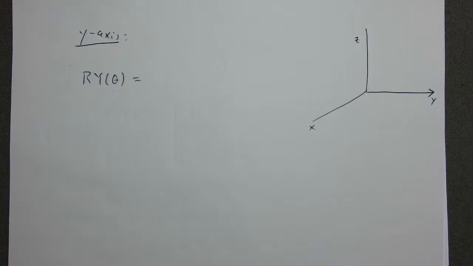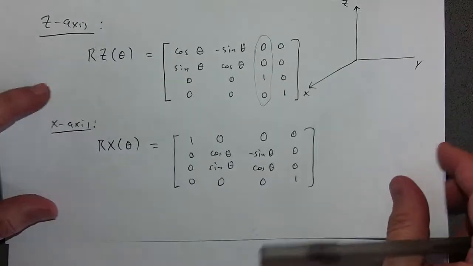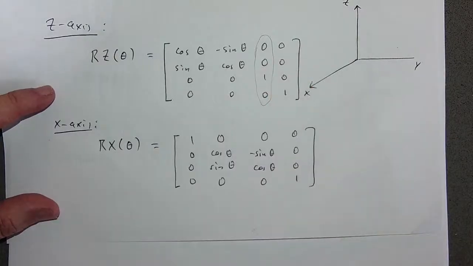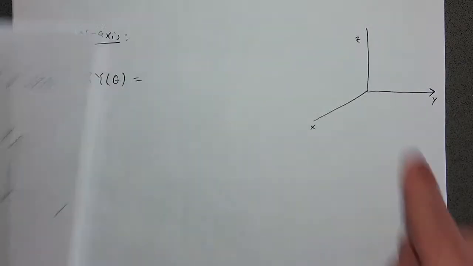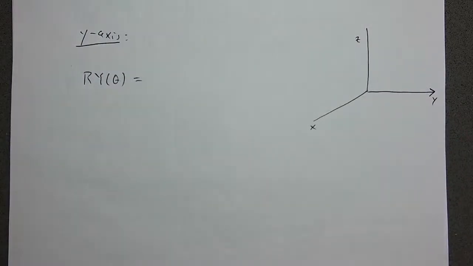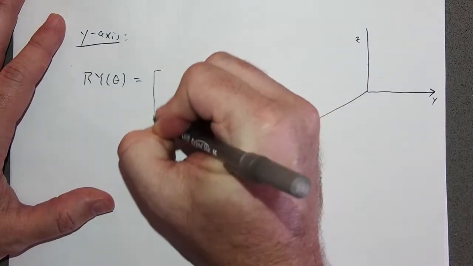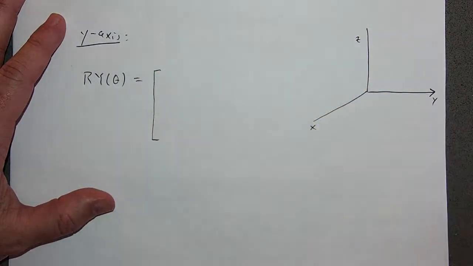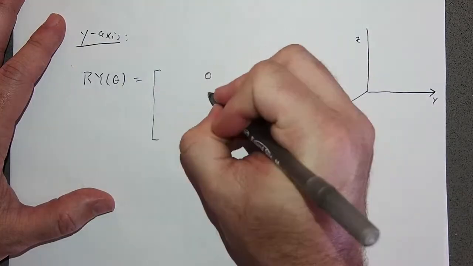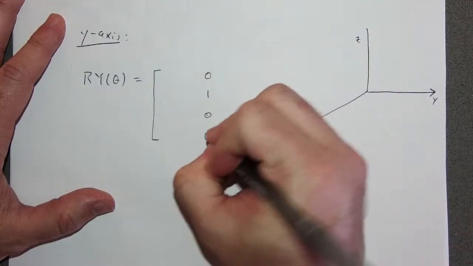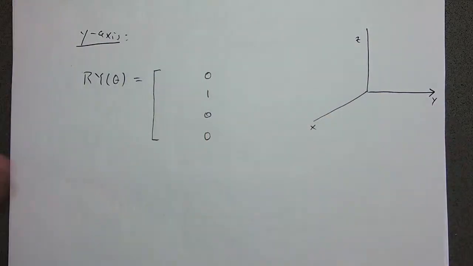Right? So what does this mean? How does this translate into a matrix here? First of all, we know we're rotating about the y-axis, we know that the y-axis needs to be fixed, so I know what the second column of this thing has to be. I know the second column is 0, 1, 0, 0. And that's because the y-axis is fixed.